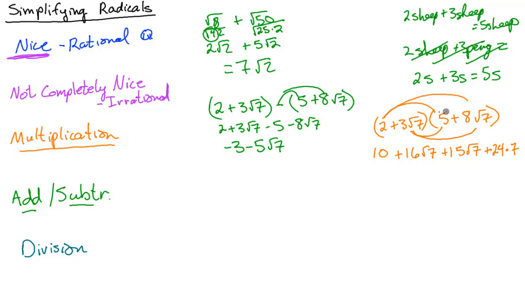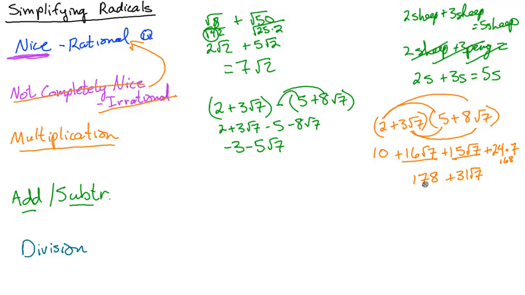Fascinating. It works exactly like when we had x's here, except sometimes it moves from not completely nice, bam, and we pop out in the rational nice world. So let's simplify what we have here. Collect these like terms, and we have plus 31 square roots of 7. And then we have 10 plus 7 times 24. That is 168. So 10 and 168 is 178.